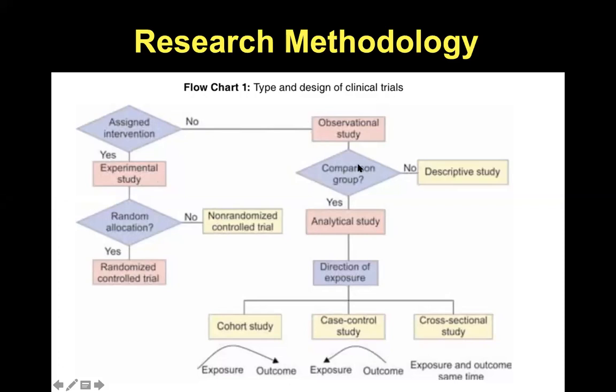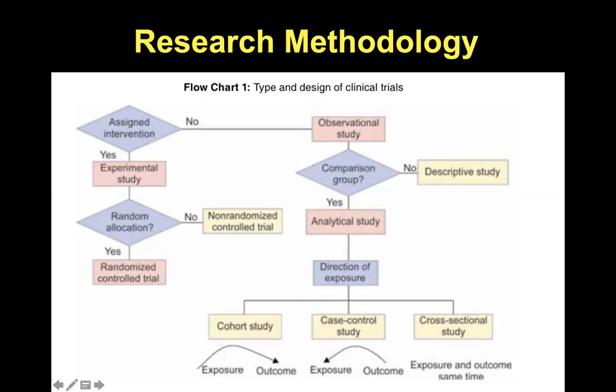In the data, are you doing a comparison of groups or not? If you're not doing a comparison, it's called a descriptive study. If you're doing a comparison, it's called an analytical study. Then you look at the direction of exposure. If the exposure causes the outcome, it's called a cohort study. If the outcome is looked at and then exposure is analyzed, it's called a case control study. And if both are looked at the same time, it's called a cross-sectional study.